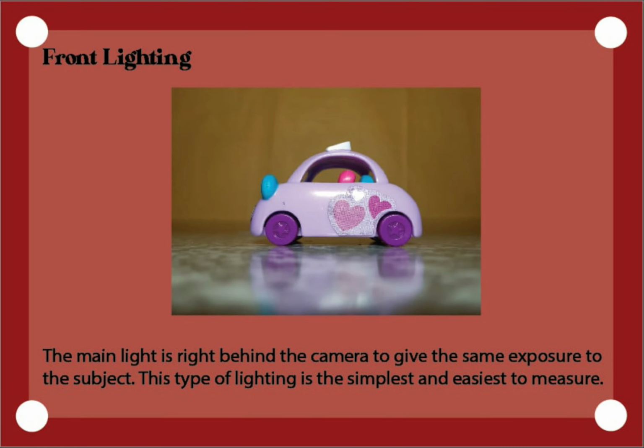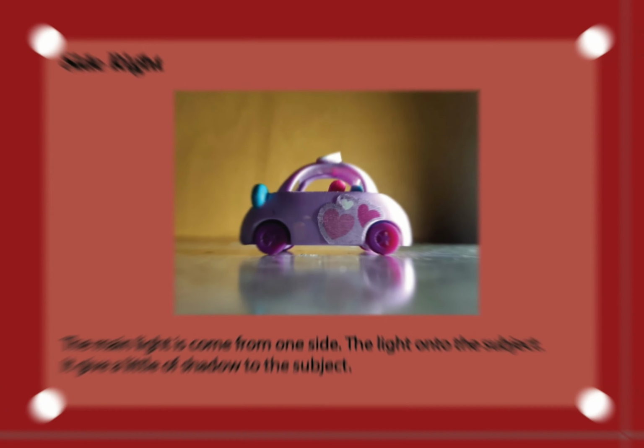Front lighting. The main light is right behind the camera to give the same exposure to the subject. This type of lighting is the simplest and easiest to measure.